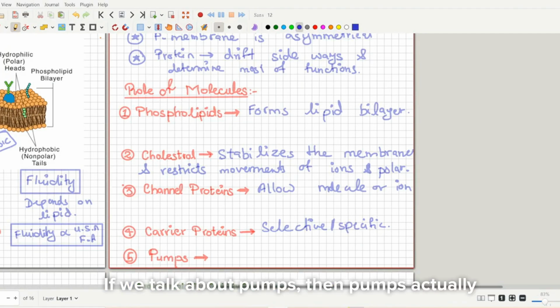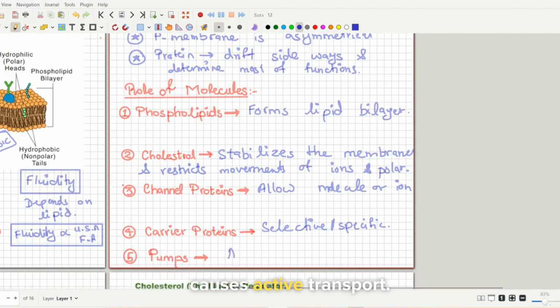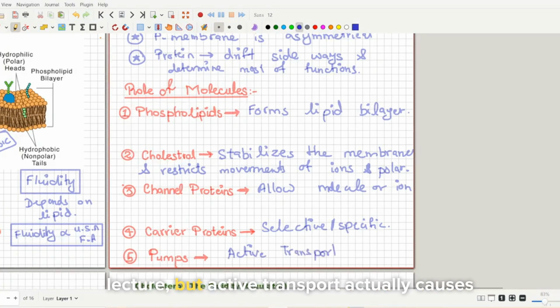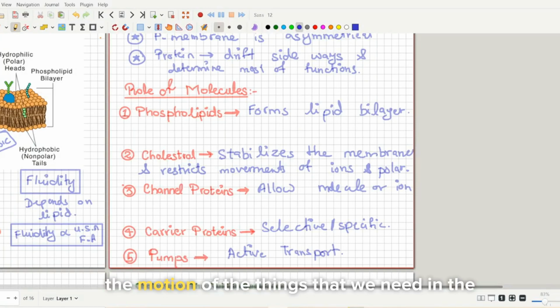If we talk about pumps, then pumps cause active transport. What is active transport? We will discuss it in detail at the end of this lecture. But active transport causes the motion of the things that we need in the cell. For example, if glucose is present in the cell, but you still need more glucose, active transport will move glucose from low concentration towards high concentration. Like there is glucose in the cell, but you still need more, then it will come into the cell through active transport.